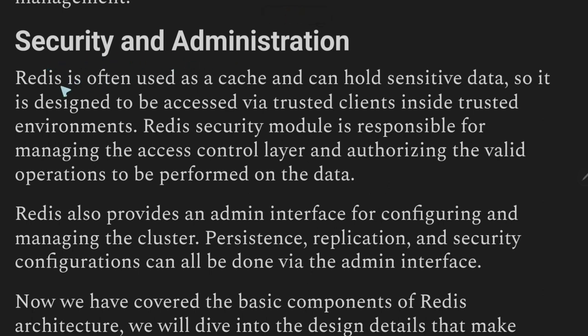Security and administration. Redis is often used as a cache and can hold sensitive data, so it is designed to be accessed via trusted clients. So they have security in mind because you store things in the cache. Inside trusted environments, the Redis security model is responsible for managing the access control layer and authorizing the valid operations to be performed on the data.